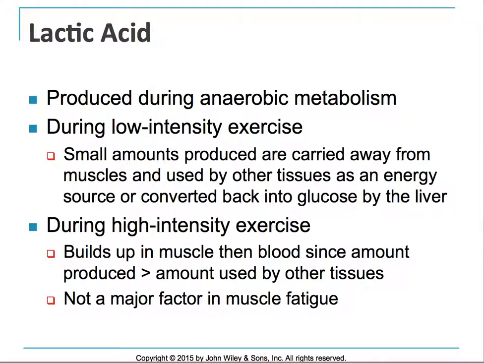Lactic acid is produced during anaerobic metabolism. During low intensity exercise, small amounts of lactic acid that are produced are carried away from muscles and used by other tissues as an energy source or converted back into glucose by the liver. During high intensity exercise, that lactic acid builds up in muscle and then your blood, since the amount produced is greater than the amount used by other tissues. However, this buildup of lactic acid isn't a major factor in muscle fatigue.